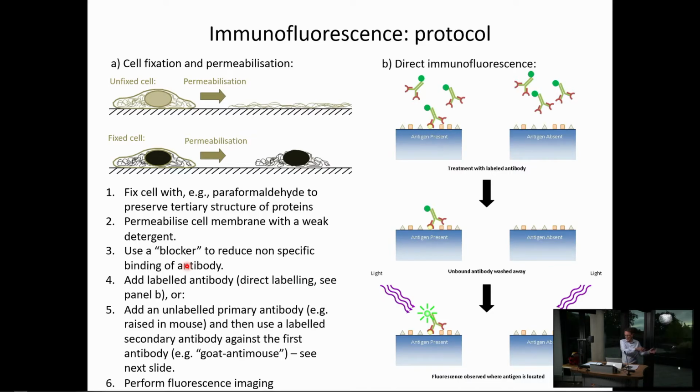And then you just block everything, so that most sites are actually occupied. So the likelihood that your primary that you've raised is unspecific is reduced by that process. And then you add your labeled antibody. You do this by direct labeling, like this. So you have the directly labeled antibody that we've talked about. It binds to your protein, and then you wash away. Where there is no protein present, there's no signal, and where the protein is, you get the signal.